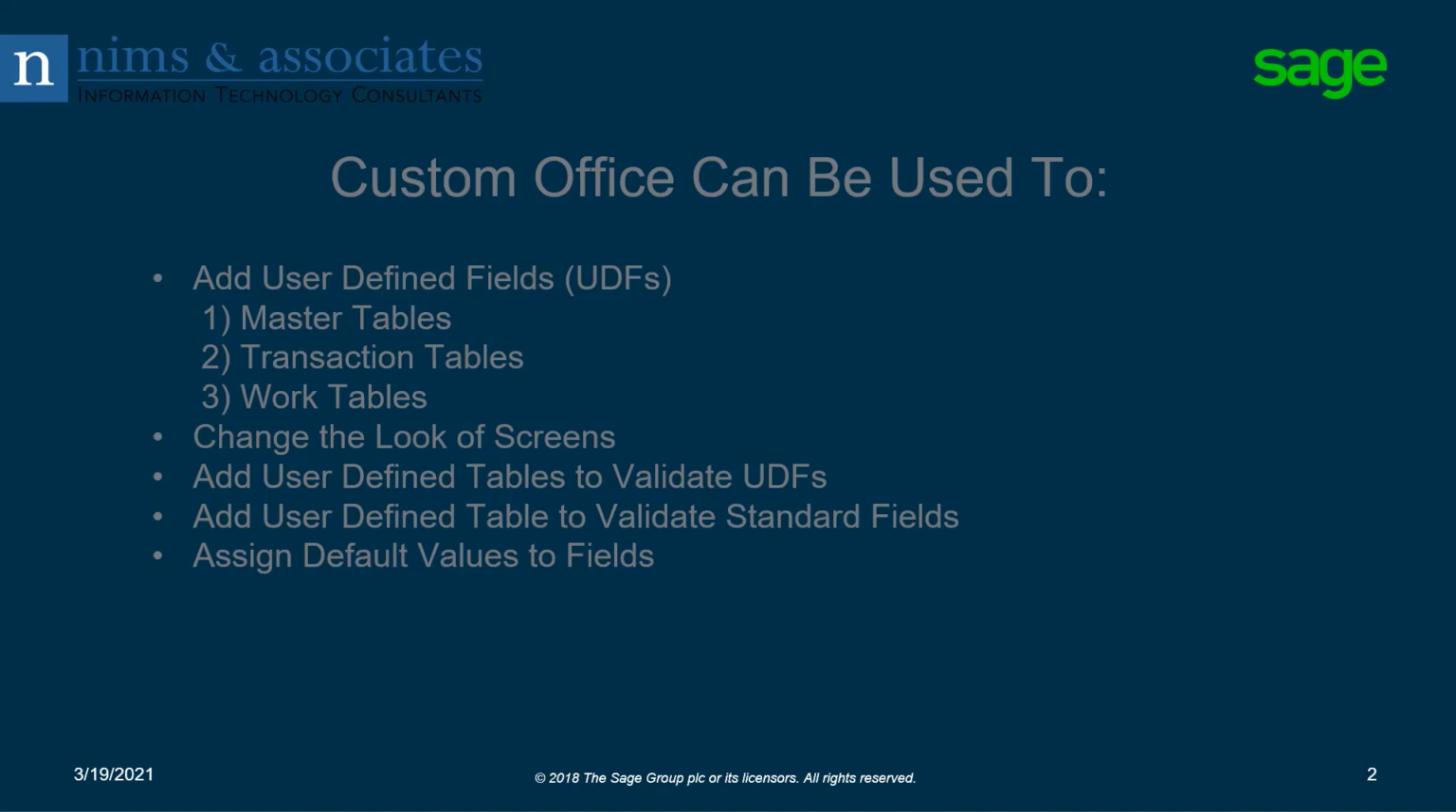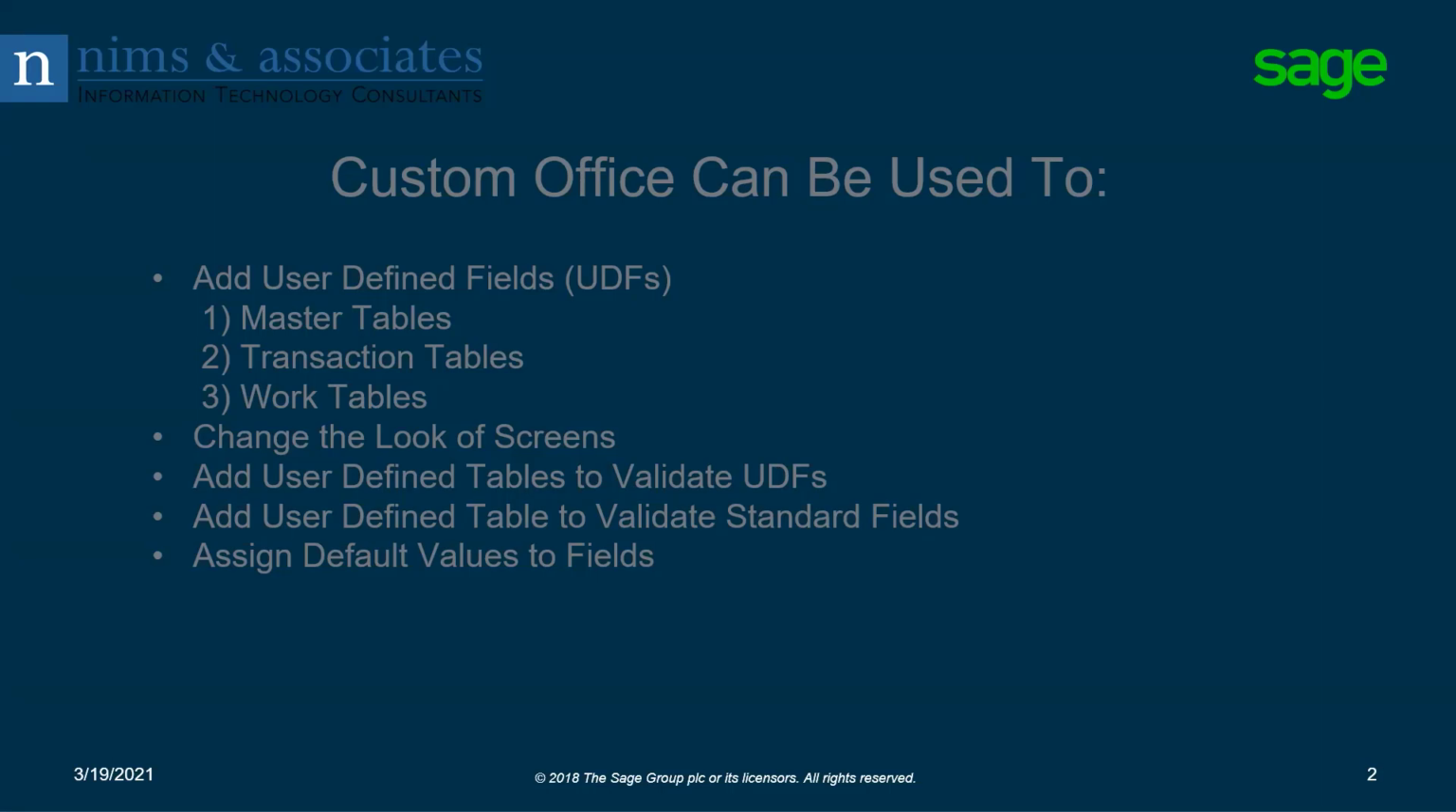And in practice, the most common use of Custom Office is to create user-defined fields. Now, when we create user-defined fields, we can add user-defined fields to master tables like customer master, vendor master, inventory master, general ledger master, any of those kinds of things. Now, the nice thing about adding user-defined fields to these tables is it's a way to just give yourself the opportunity to store additional data about that particular item, whether it's a customer, a vendor, inventory item, or what have you.